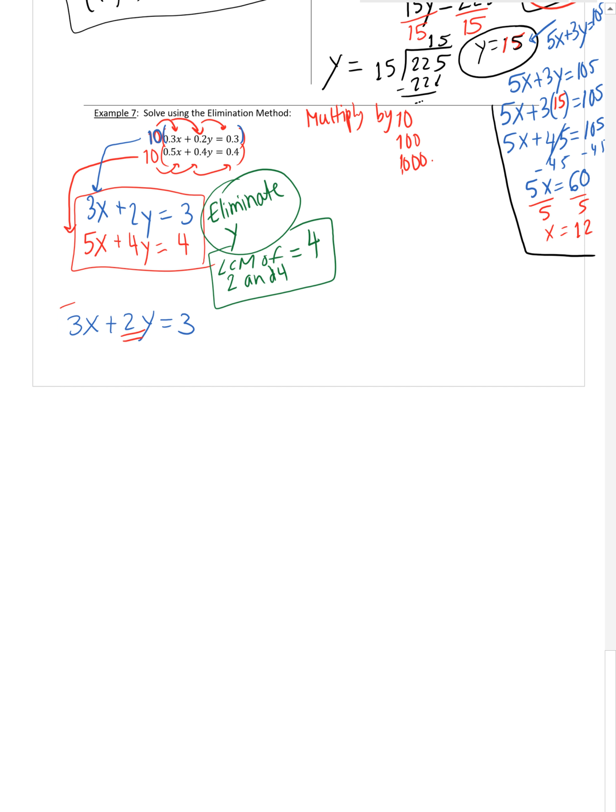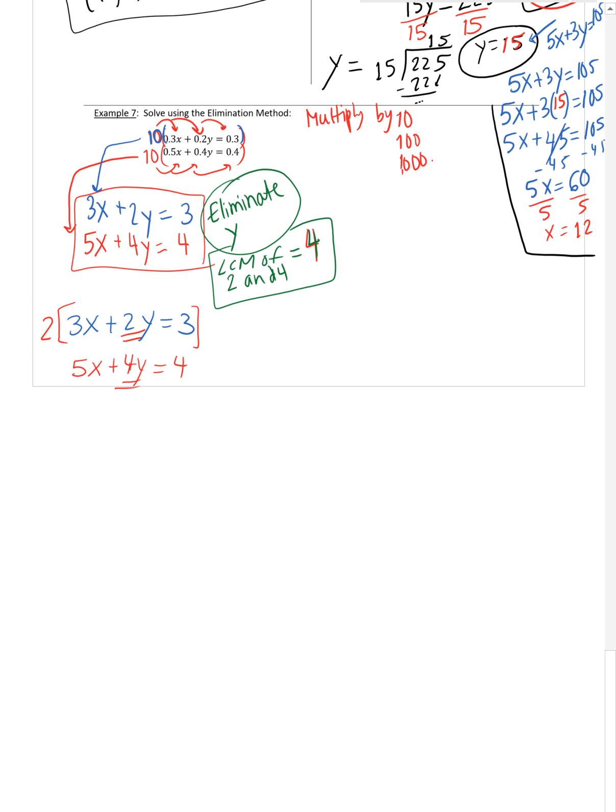I'm going to say, I guess 2, huh? 2 times 2y would be 4y. But in the second equation, what do we have? 5x plus 4y is 4. I'm thinking, okay, that actually the coefficient of y is already 4, so that's perfect.